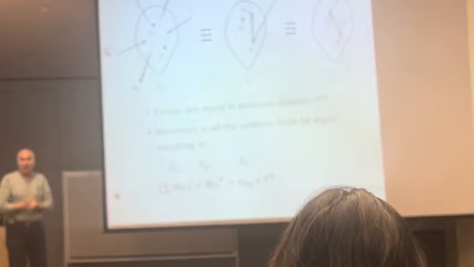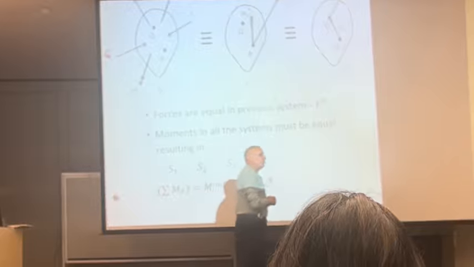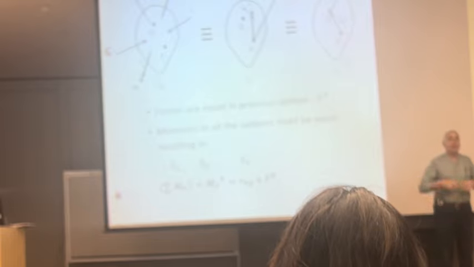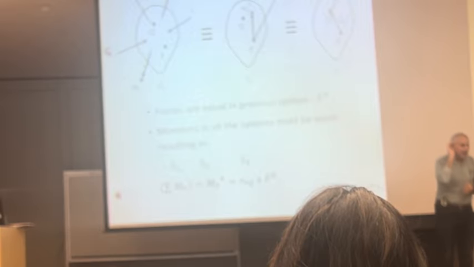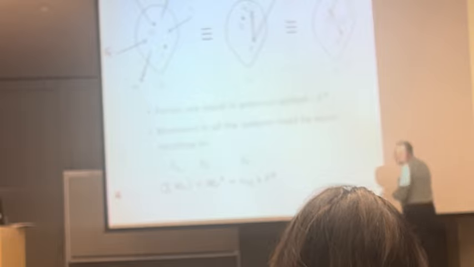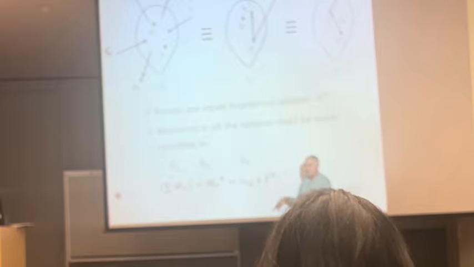What do I know about A cross B? It's a vector. I get a vector C. What else do I know about that vector C? Yeah, it's perpendicular to the plane that contains A and B. So this moment has to be perpendicular to the plane that contains these two quantities.